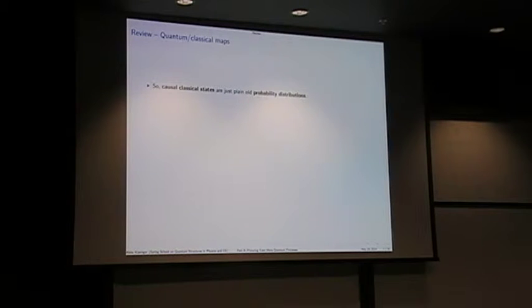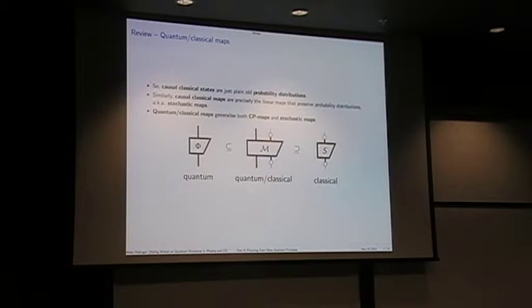So the causal classical states are just probability distributions. The causal classical maps are the linear maps which preserve probability distributions, so stochastic maps. So the way we've set things up is that these quantum classical maps that Bob talked about simultaneously generalize familiar quantum operations as well as stochastic maps.